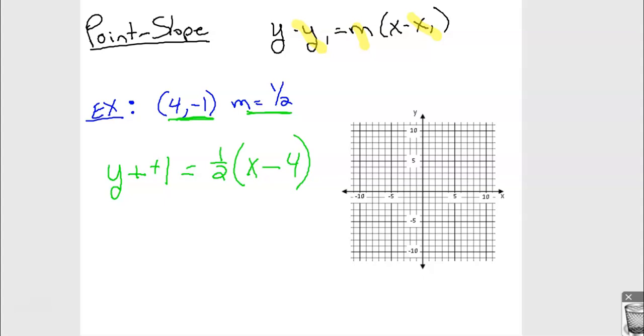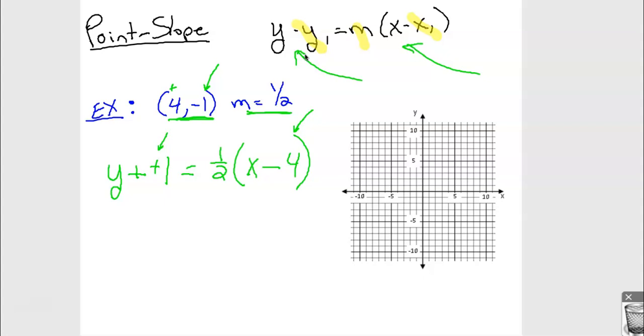I also want you to pay attention as well. Notice I had a positive 4, but it looks like a negative 4 in the formula, and then I have a negative 1, but it looks like a positive 1 in the formula. So whenever you're using point slope, because of the formula saying subtraction, it's actually going to change the signs. Which is pretty nice.